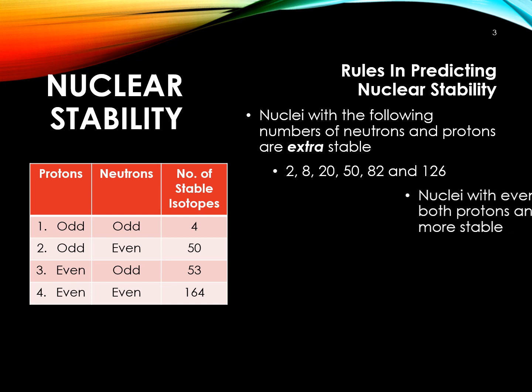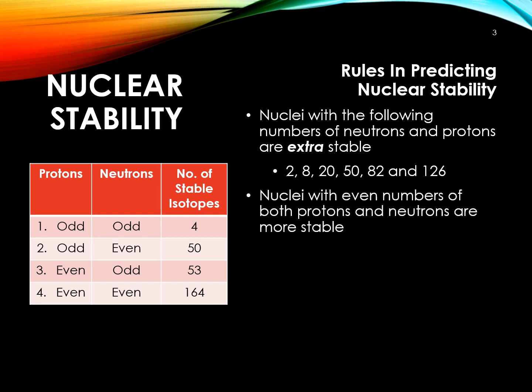Number 2, nuclei with even numbers of both protons and neutrons are more stable than nuclei with odd numbers. Notice that there are 164 stable isotopes for even-even combinations, 53 for even-odd, 50 for odd-even, and 4 for odd-odd combinations.